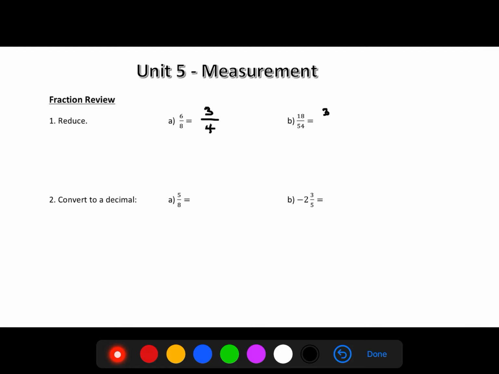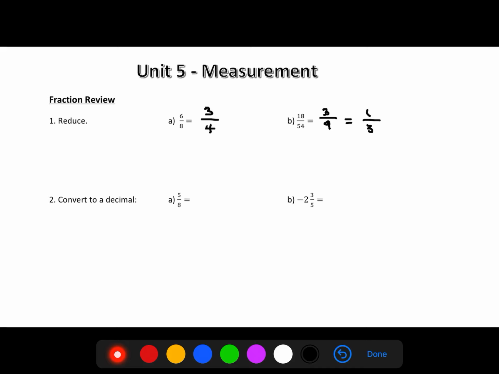18 divided by 6 is going to give us 3. 54 divided by 6 gives us 9. Well, now we take a look at our 3 and our 9. We can still divide both of those numbers by a common factor of 3. So we can further reduce this to 1/3. Okay, so we're not always going to see our greatest common factor right away. We may have to do a couple of steps.